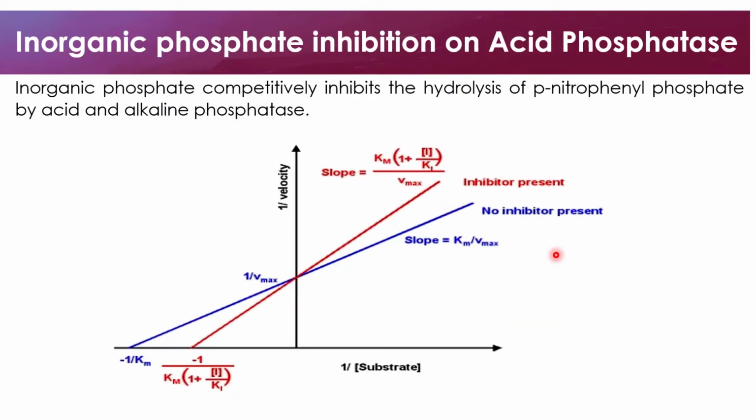Now let's look at inorganic phosphate inhibition on acid phosphatase. First of all, what you have to note is that inorganic phosphate competitively inhibits the hydrolysis of p-nitrophenol phosphate by acid or alkaline phosphatase. And once this inorganic phosphate competitively inhibits the reaction, this is the nature of the line reversible plot that is expected after performing our experiment.